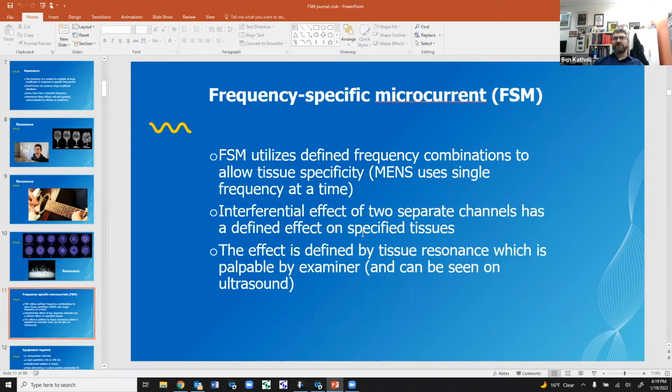And so the notion of interferential current means that it's where those channels of this electrical frequency cross in the body and have that defined effect. And so we talked about this resonance, and this is something that you can palpate on exam and is sort of immediate. We've been able to see it on ultrasound with bigger tissues. So it's not totally in our head.